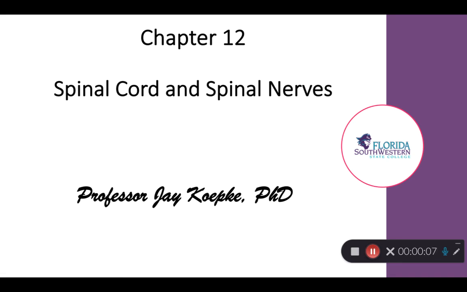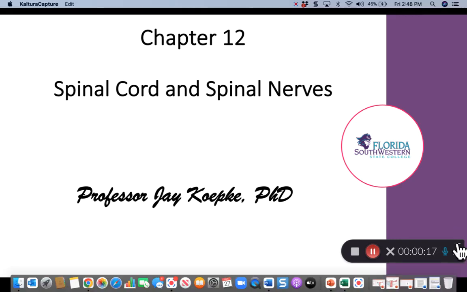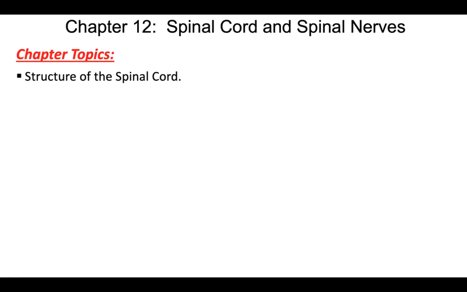So we begin discussing the central nervous system in chapter 12 by looking at the spinal cord and its spinal nerves. In the next chapter, we look at the brain and the cranial nerves. So let's begin, like we normally do, with a list of topics. The first thing is structure.